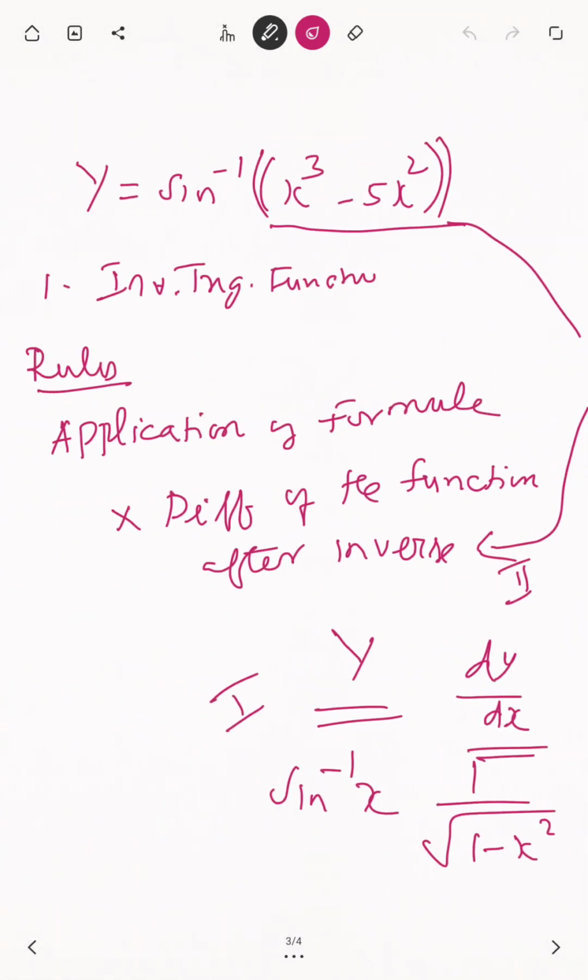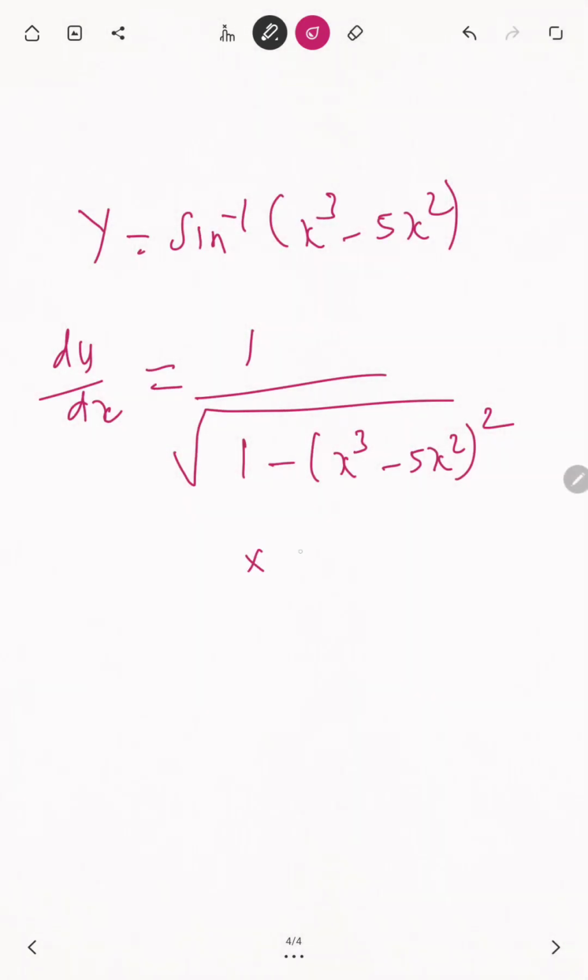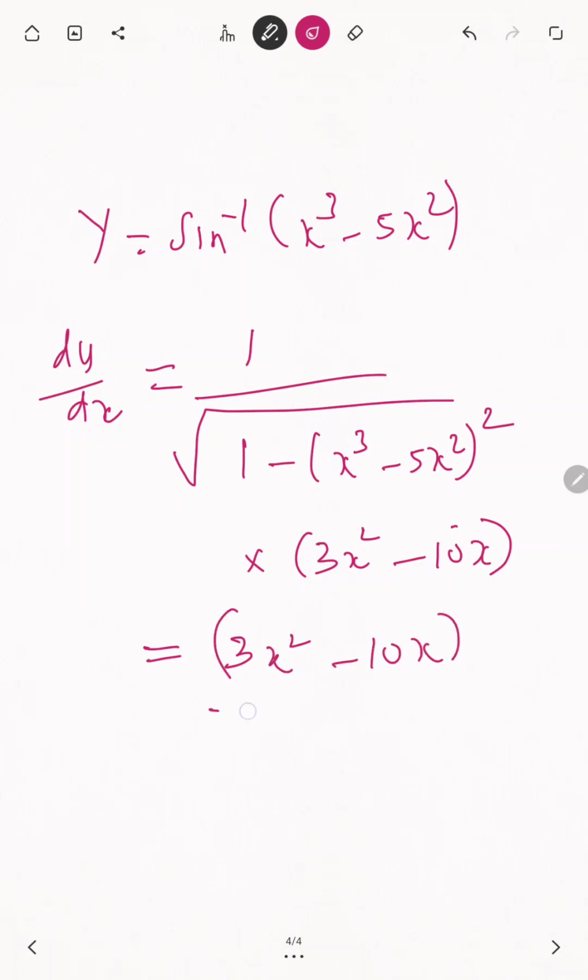Then after that, what did sir tell? Differential of the function after inverse. Which one is called differential of the function after inverse? That function is x cube minus 5x square. That only we have to differentiate, which gives 3x square minus 10x. Then what will happen? What is the overall result? 3x square minus 10x, whole divided by root of 1 minus x cube minus 5x square, whole square.